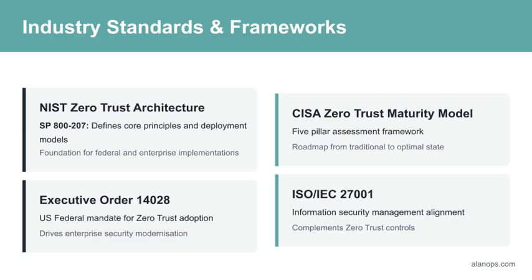CISA Zero Trust Maturity Model provides a roadmap from traditional to optimal state across the 5 pillars. This is how you measure progress. And it aligns perfectly with ISO 27001 for your information security management needs. So this isn't experimental. This is the standard, and major cloud providers have built native support.